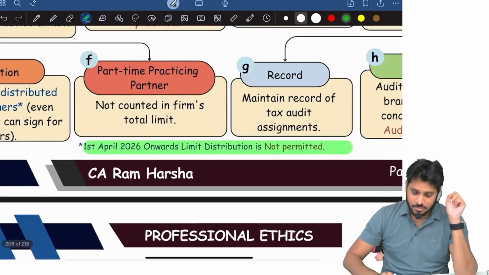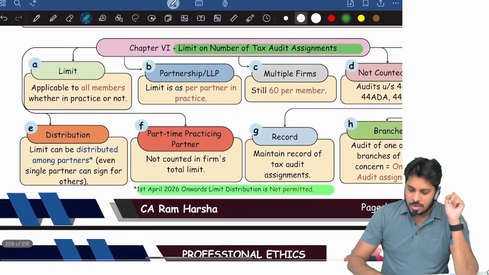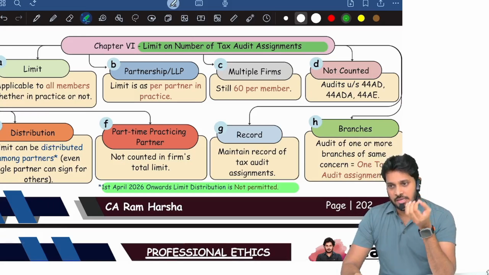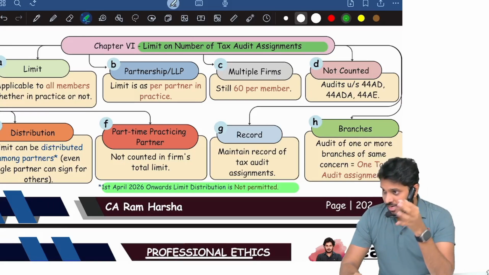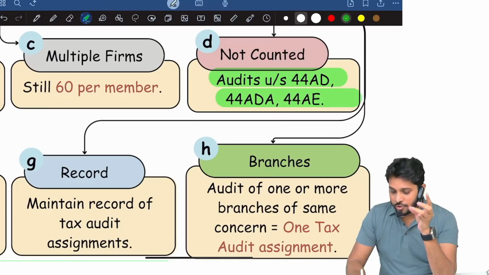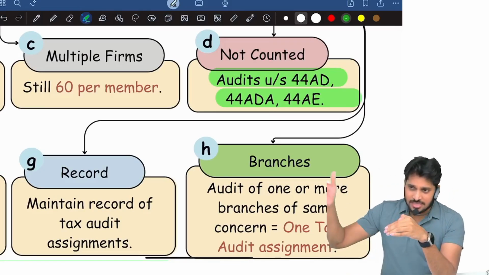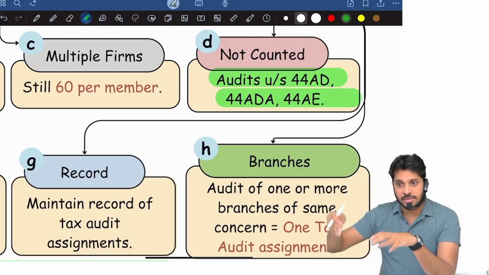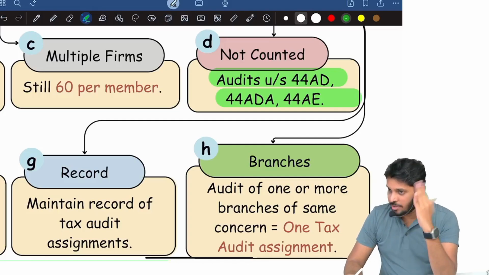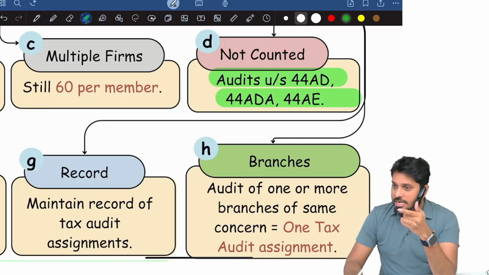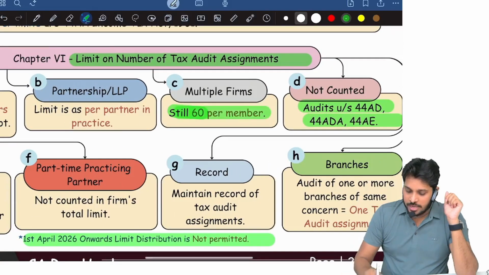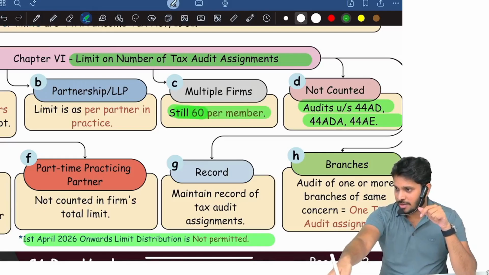Clear? Now, limits on tax audit assignment. A CA in practice can sign up to 60 tax audit reports. When you are counting the 60 reports that you are going to sign, audits under 44AD, 44ADA and 44AE will not be counted. In the recent guidelines they clearly mention clause numbers. In section 44AB there were 5 clauses. Only A and B will be counted. The C, D, E clause related audits will not be counted, so in the 60 this will not be considered. In the recent exam this practical question also came for 5 marks, I guess.